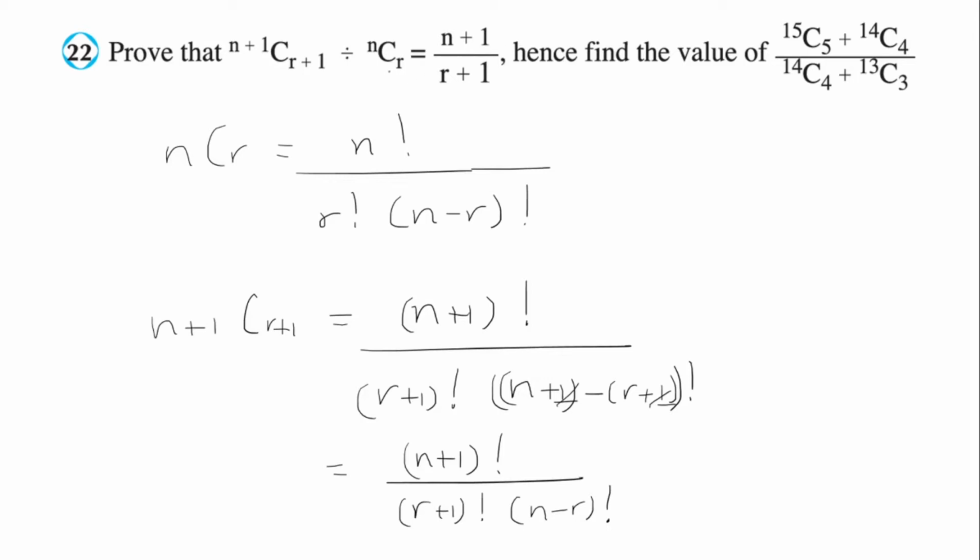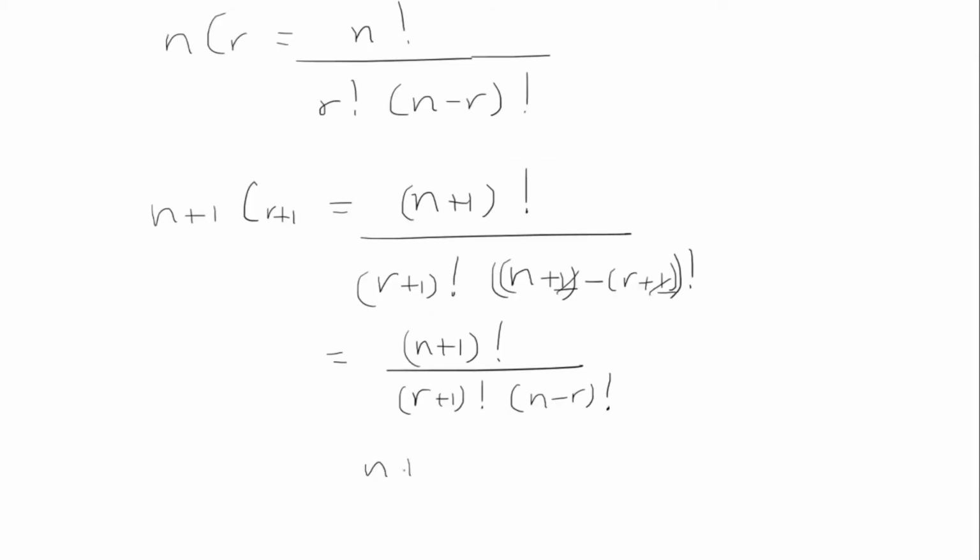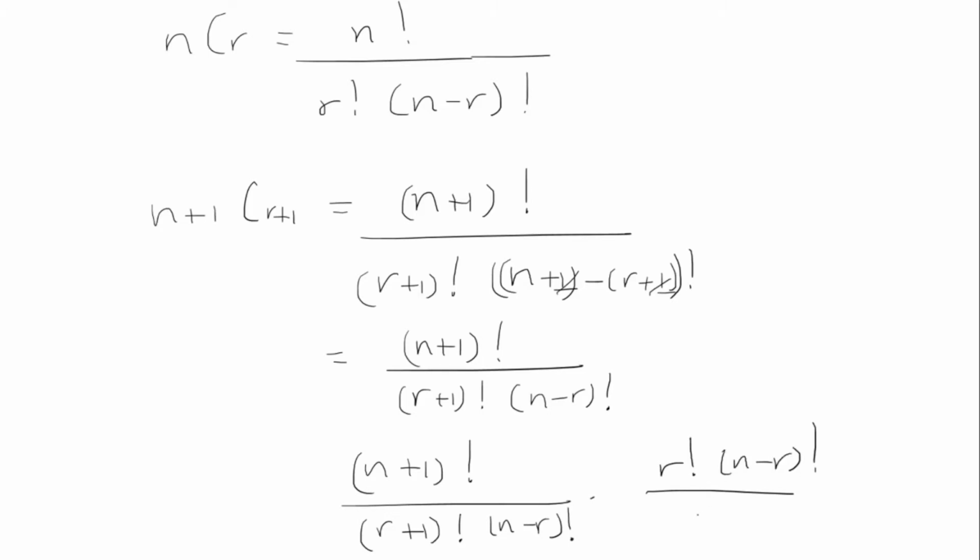Okay. So I'm going to divide this by n choose r. So I'm going to have n plus 1 factorial divided by r plus 1 factorial, multiplied by n minus r factorial. And I'm going to divide it by n choose r, which is the same thing as multiplying by the reciprocal. So 1 over n factorial over r factorial times n minus r factorial, which is really r factorial times n minus r factorial over n factorial.